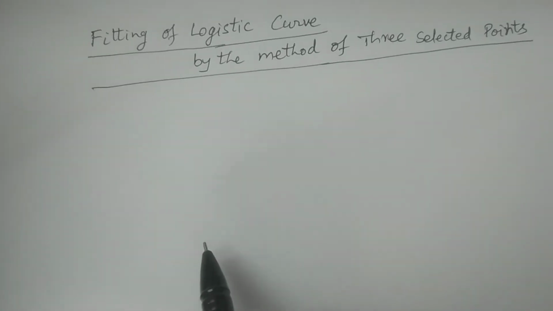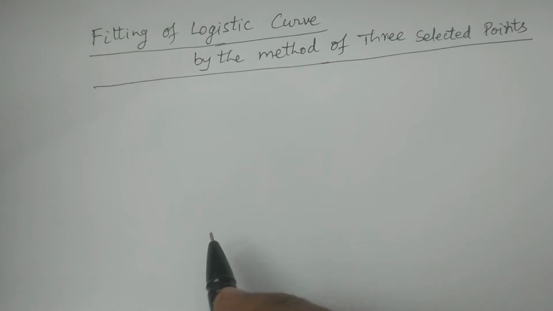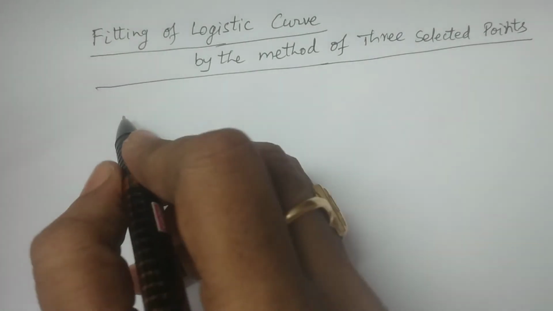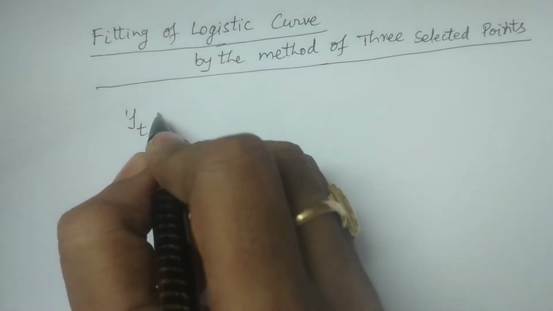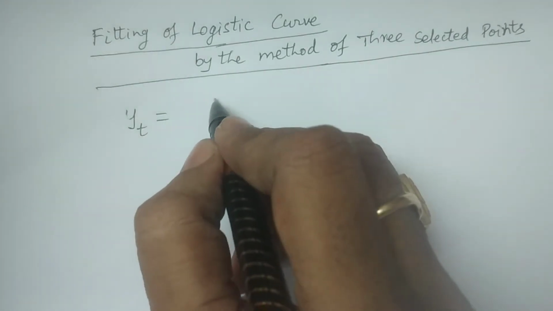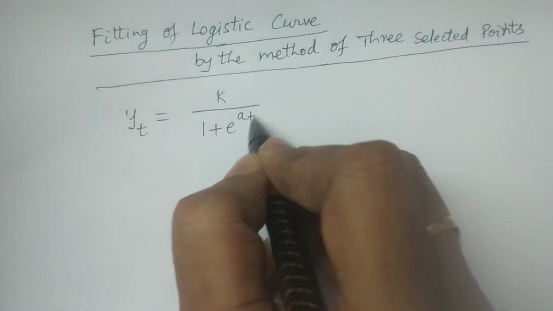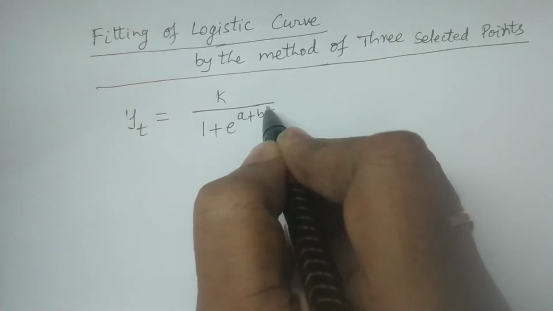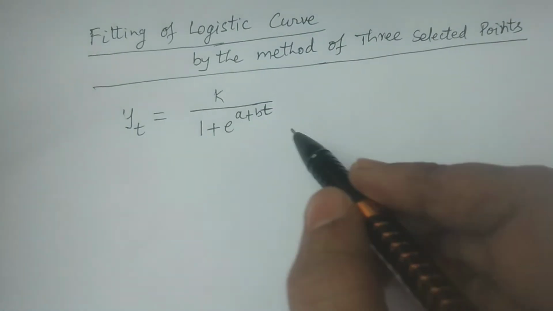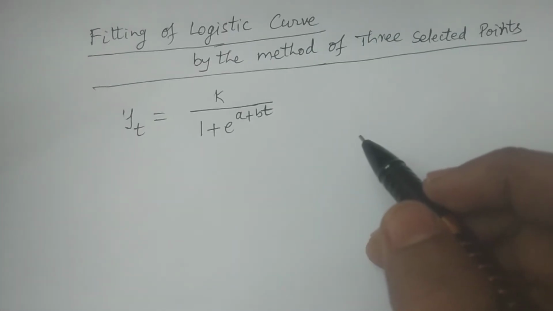What is a logistic curve? First of all, the logistic curve is yt equals k divided by 1 plus e power a plus bt. Of course, it is one of the growth curves. I have explained the growth curves, including the modified exponential curve and Gompertz curve. This is another growth curve, the logistic curve.